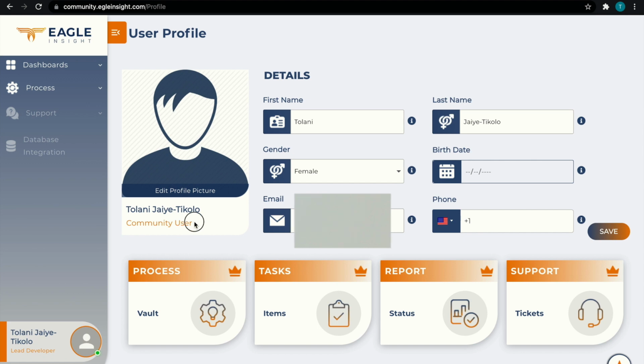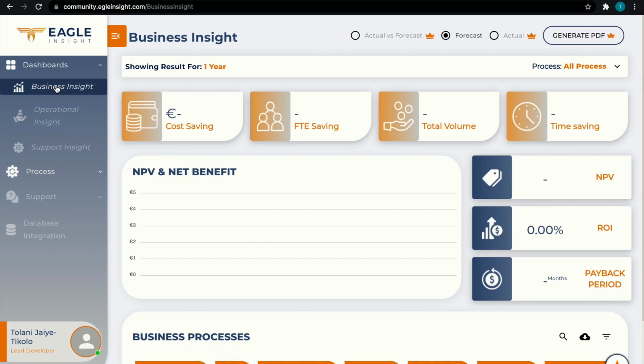If you look into your profile settings, you can see some of the other features as well. You can see I'm a community user. I can put in my profile picture, and I can amend some of my personal details here and put in my phone number. But not to worry, I'm not changing any of those details. Let's really start from scratch.